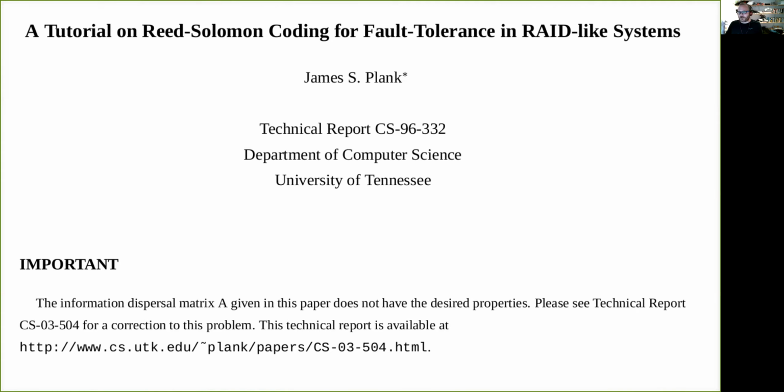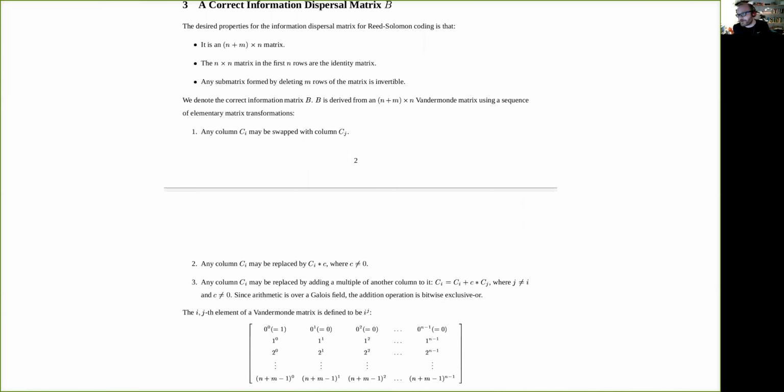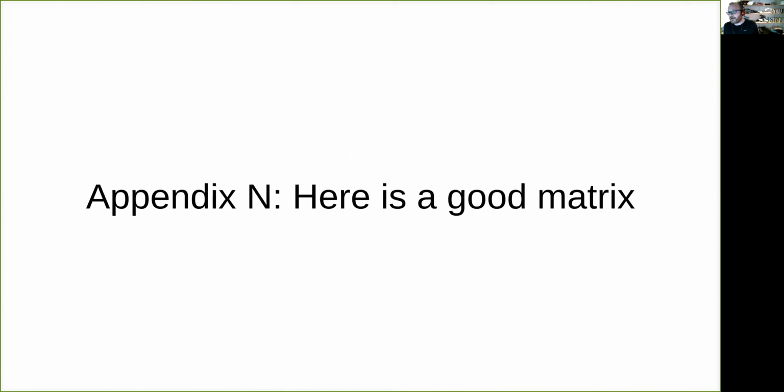So that idea is going to come back throughout this presentation. A lot of these things are, we chose a smart matrix. And the reason that's important is this is the wrong one. The correct dispersal matrix is this one. So saying, here is a good matrix. And a lot of these papers we're going to be reading are essentially Appendix N: here is a good matrix. Use this matrix, it will work. Or use this algorithm to generate the matrix, which will make it work.